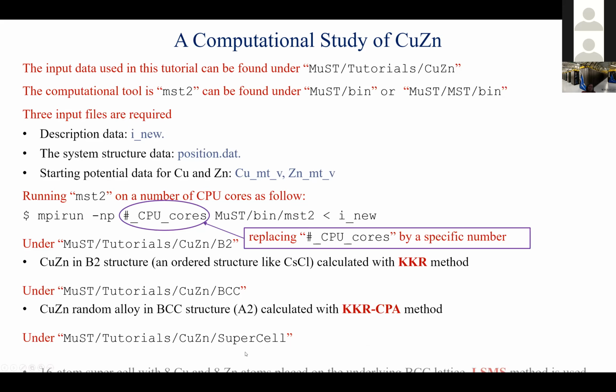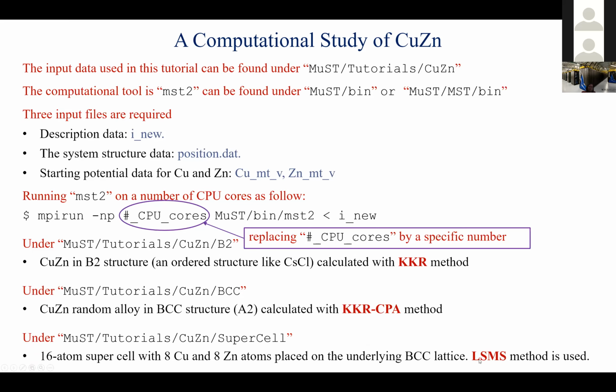For the supercell calculation, you're going to use the LSMS method because it's linear scaling. When you have a large unit cell, it's more convenient and more economical to run with the LSMS method. It's a linear scaling method, so it takes less time to run the calculation. In this particular example, I use a 16-atom supercell, with 8 copper and 8 zinc, placed randomly in the supercell.